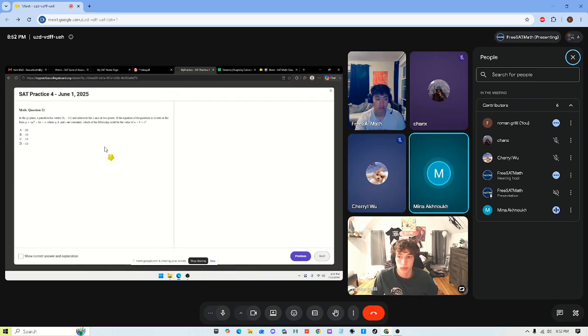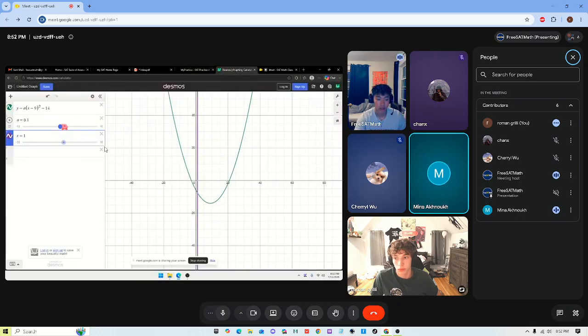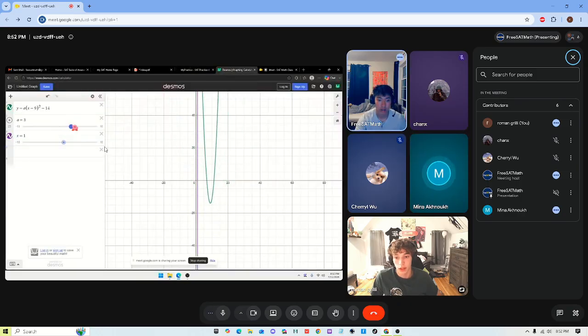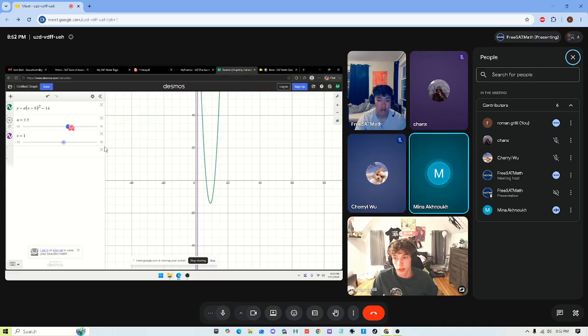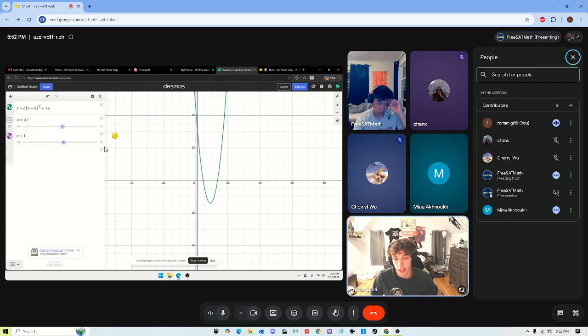So we understand that when we graph it, it's always going to be above negative 14, right? Why is it always above negative 14? Because the function can never go below negative 14, and all the answers are below negative 14 except one. I mean, above. Sorry.